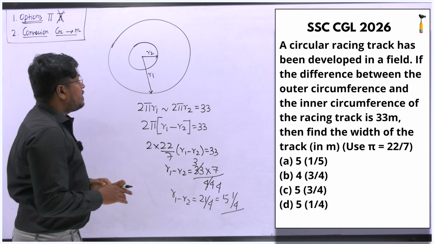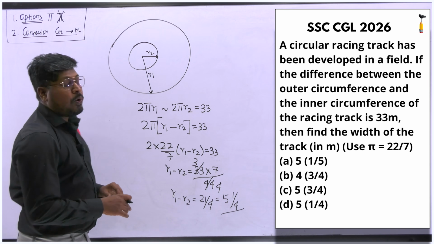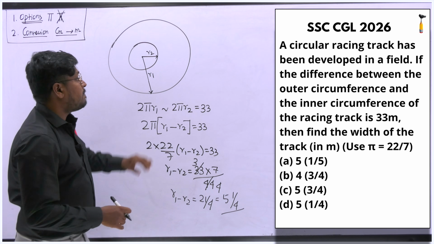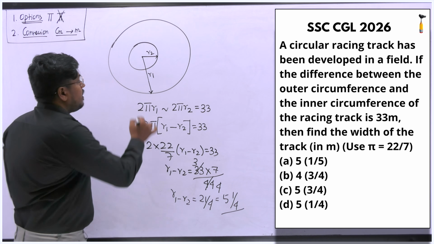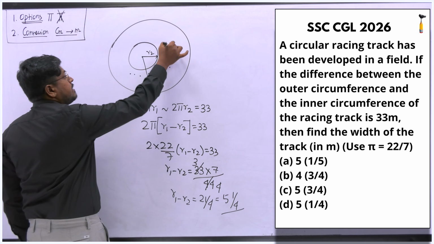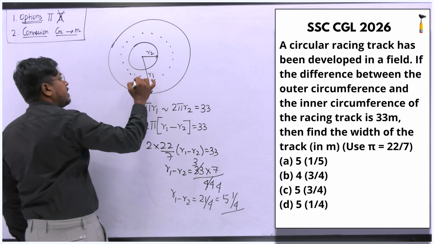So this will be the width of the circular track, because when you subtract radius 2 from radius 1, the result will be this part alone, where this part acts as the circular track, right? Circular track.